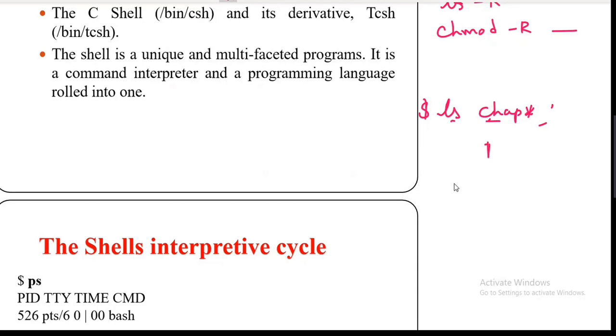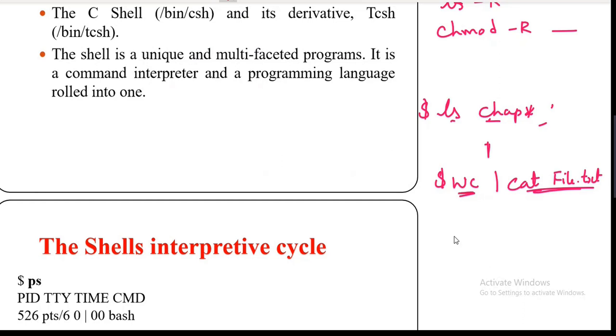Using the pipe symbol, if I want to calculate the word count of the output of some particular file, I'll take the cat command, followed by a file name, file.txt. Whatever output it produces will be given as input to wc.